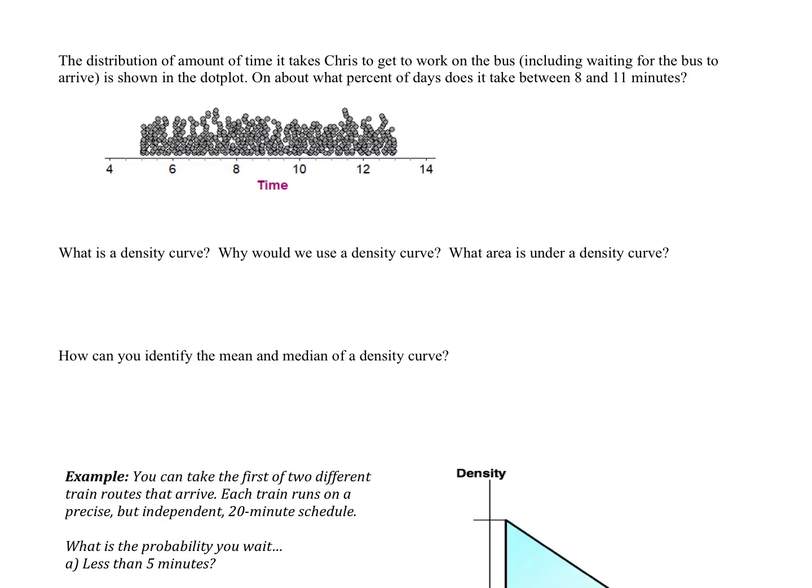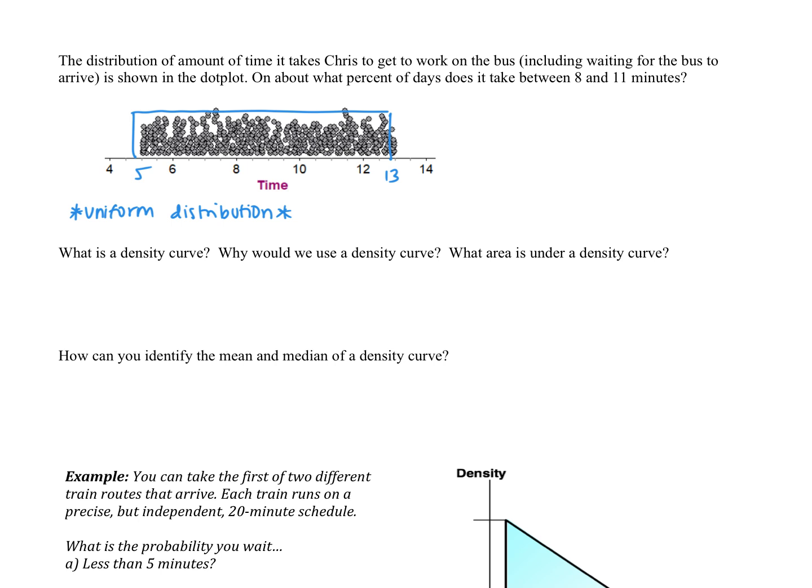The distribution of the amount of time it takes Chris to get to work on the bus, including waiting for the bus to arrive, is shown in the dot plot. On about what percent of days does it take between 8 and 11 minutes? So first thing, if we're looking at this dot plot, talking about shape, maybe you remember this term, maybe you don't. This is a uniform distribution. If we draw a curve on it, it's about the same all the way across. And it looks like it takes Chris anywhere between 5 and 13 minutes to get to work on the bus. And all those times are about equally likely.